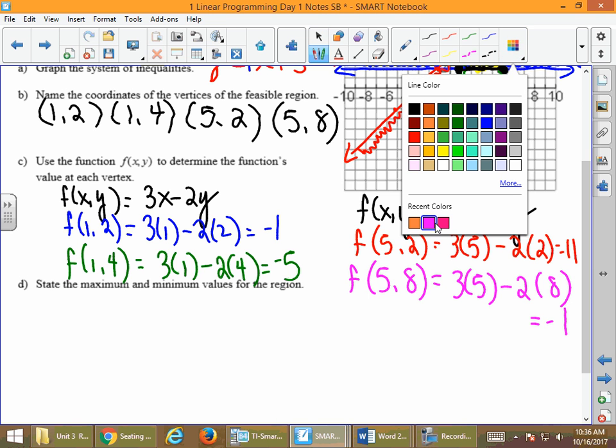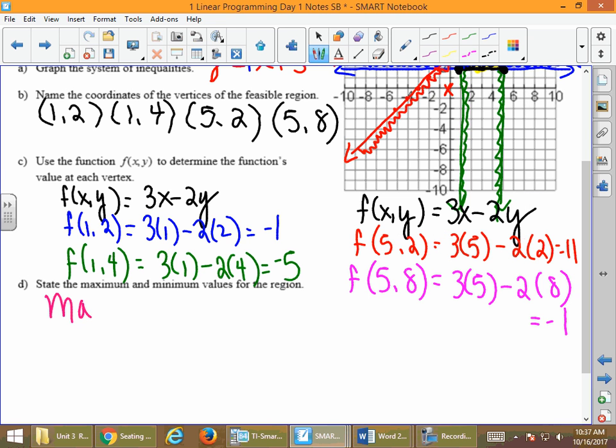Maximum is going to be the biggest value, and it's going to be the biggest value between negative 1, negative 5, 11, and negative 1. Well, our maximum is 11. And then we want to write down what ordered pair we used to get that value. And the ordered pair that we use is 5, 2.